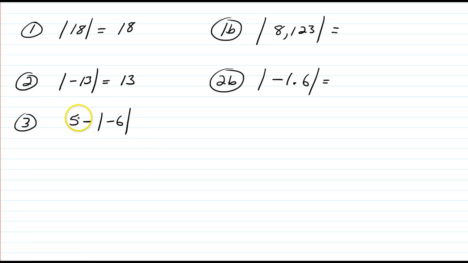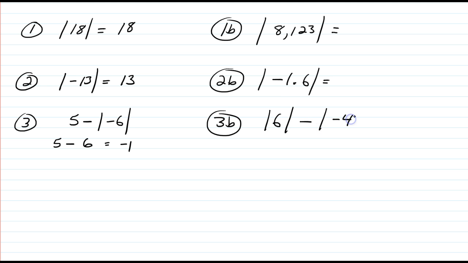So now we're going to evaluate an expression with absolute value. And so you kind of treat the absolute value bars like parentheses and you do those first. So I'm just going to rewrite 5 minus. And so now the absolute value of negative 6 is just 6. And 5 minus 6 equals negative 1. So go ahead and try 3B on your own. Absolute value of 6 minus the absolute value of negative 4.